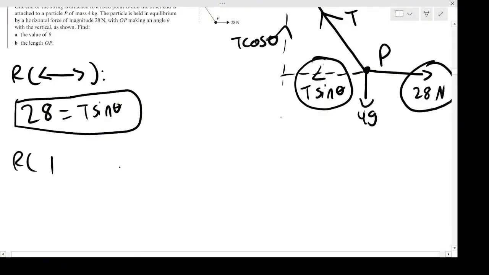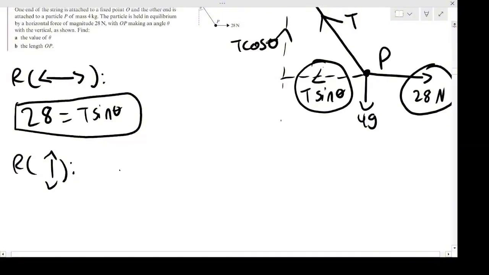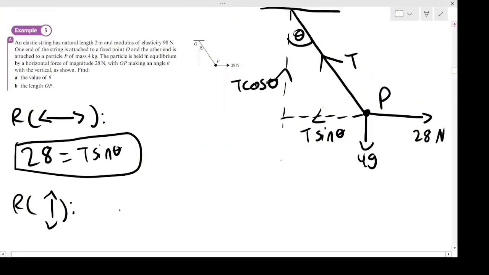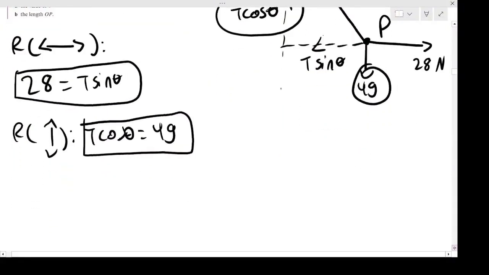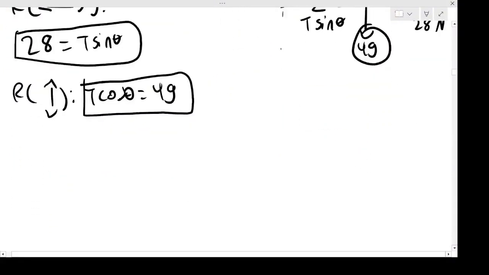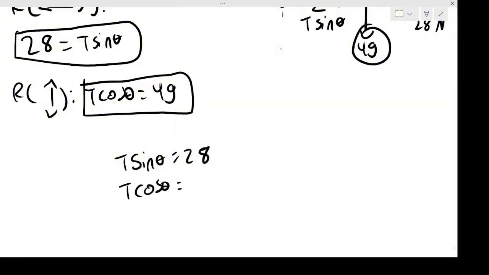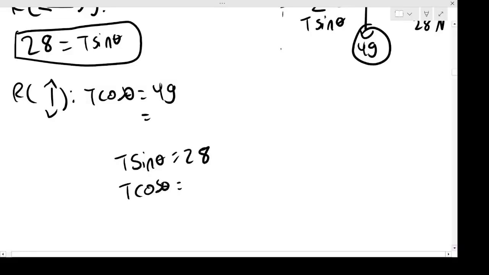I can also resolve up and down. So if I look up and down, well, firstly, T cos theta here acts up, and that's going to equal the downward force of 4g. Okay, and there we are. So if I simplify this a bit, I have T sine theta is 28, and I also have T cos theta is 4g. Now 4g, if I put g to be 9.8, that's 39.2.